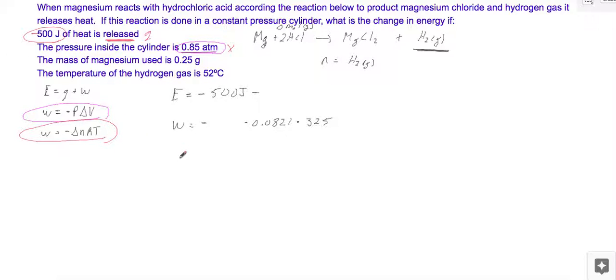down here 25 grams of magnesium, 24.3 grams of magnesium is 1 mole of it. Let's get that mole ratio. We end up with an answer of 0.0103 moles of hydrogen gas.